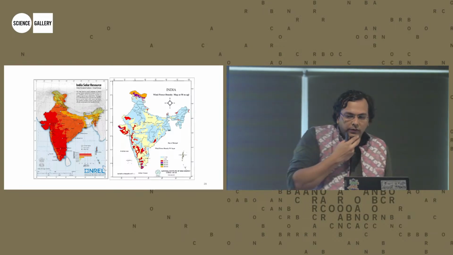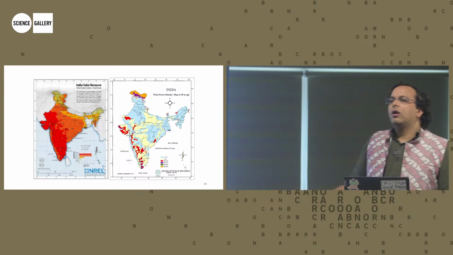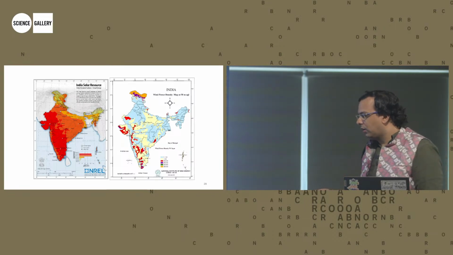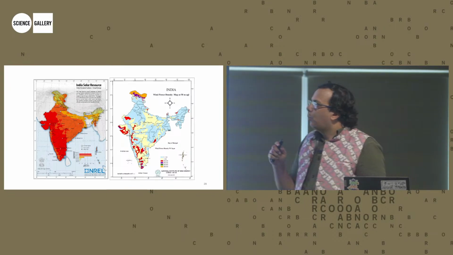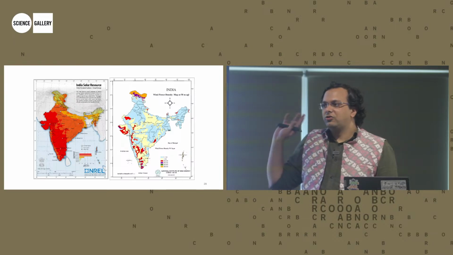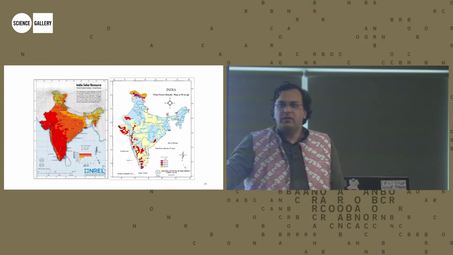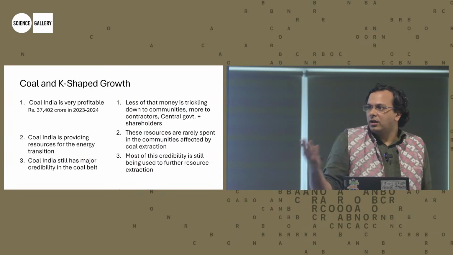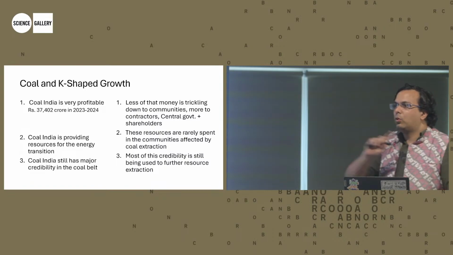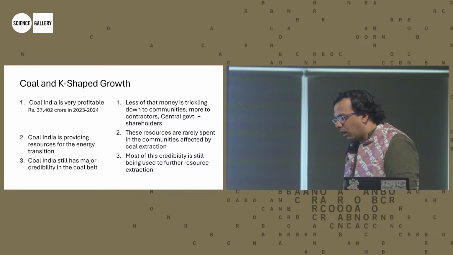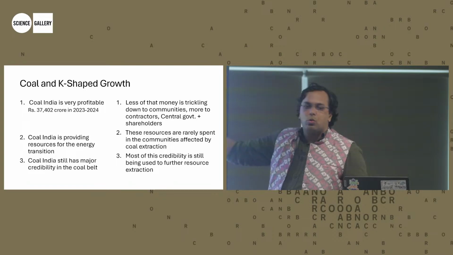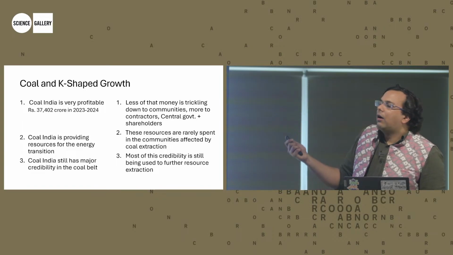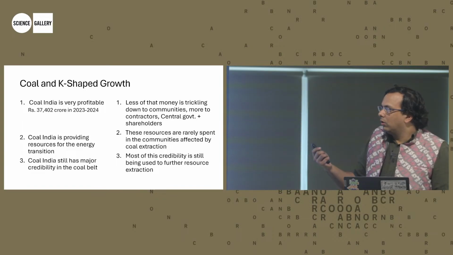And so, in modern policy lingo, one of the ways of thinking about this is: what is the relationship between coal and K-shaped growth, right? Especially since COVID, this has become a big thing, right? That you have this divergence between the people who are really, really benefiting and the ones who aren't. And I think, unfortunately, coal is symptomatic of some of the larger problems in the Indian economy today, right?